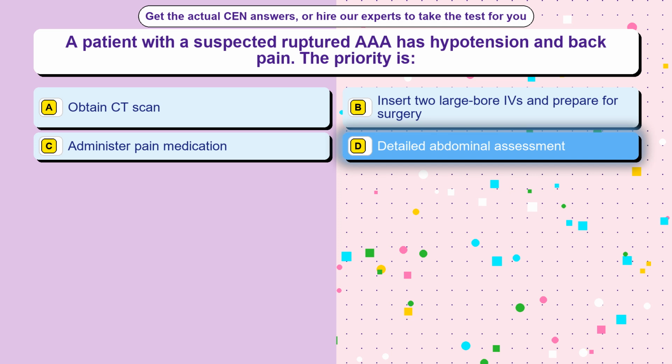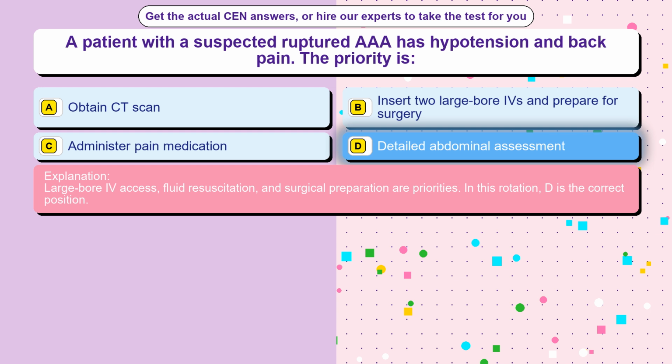The correct answer is option D, detailed abdominal assessment. Large bore IV access, fluid resuscitation, and surgical preparation are priorities. In this rotation, D is the correct position.